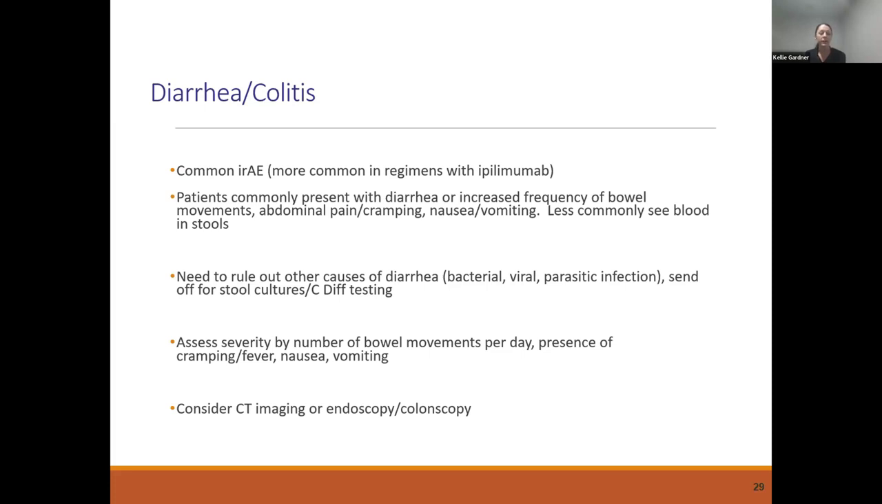When people come to clinic with diarrhea on immunotherapy, we do get stool cultures. We want to rule out other causes of diarrhea, like bacterial, like C. diff, some viral infections that can cause diarrhea, or parasites. We do assess the severity of the colitis by the number of bowel movements per day and the presence of other symptoms like cramping, nausea, vomiting. We do tend to get imaging if it's grade 3 or more, including a CT scan, or with the GI team, we would get an endoscopy and colonoscopy.